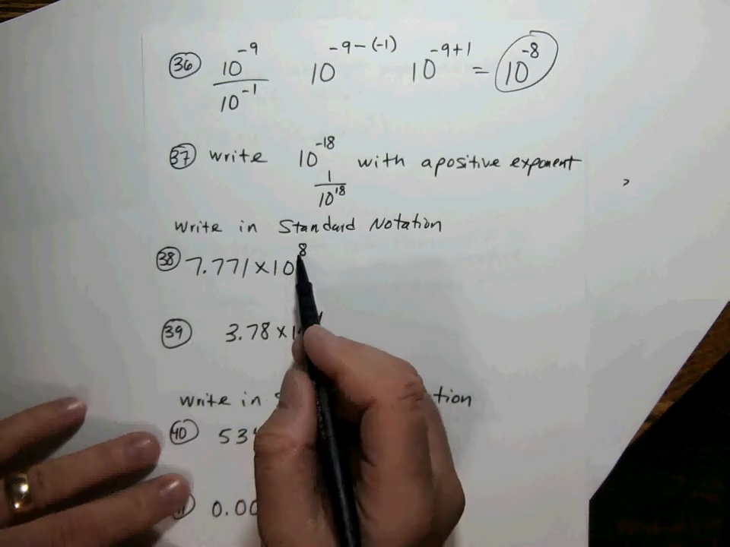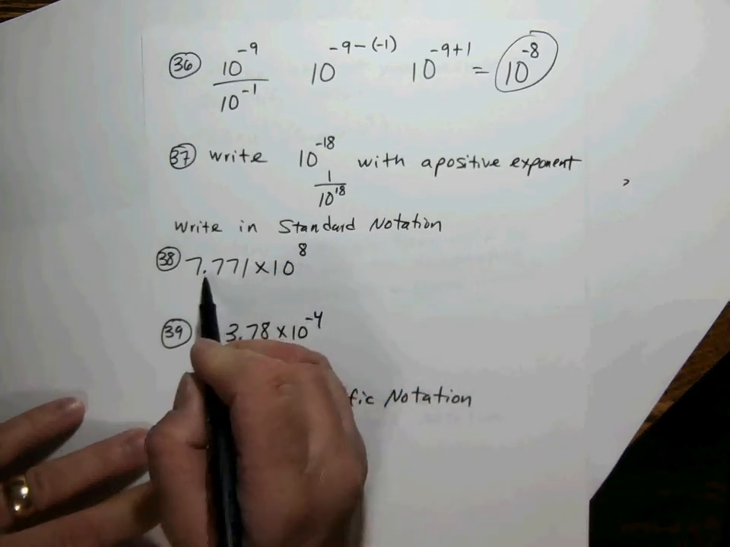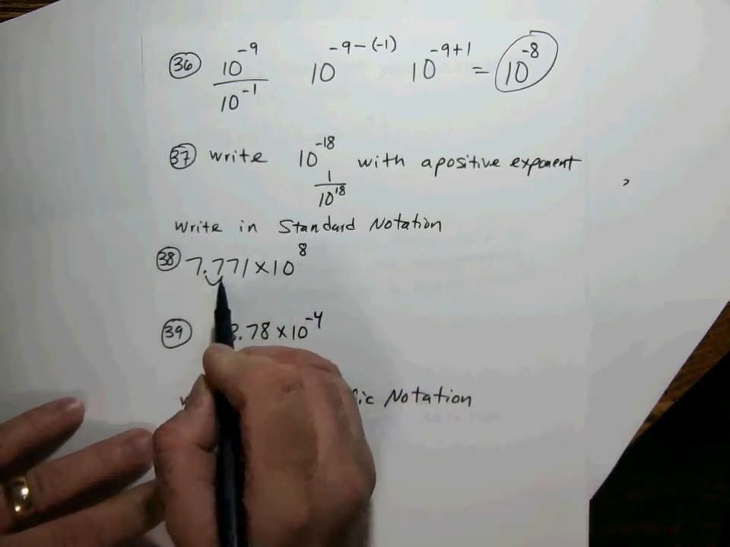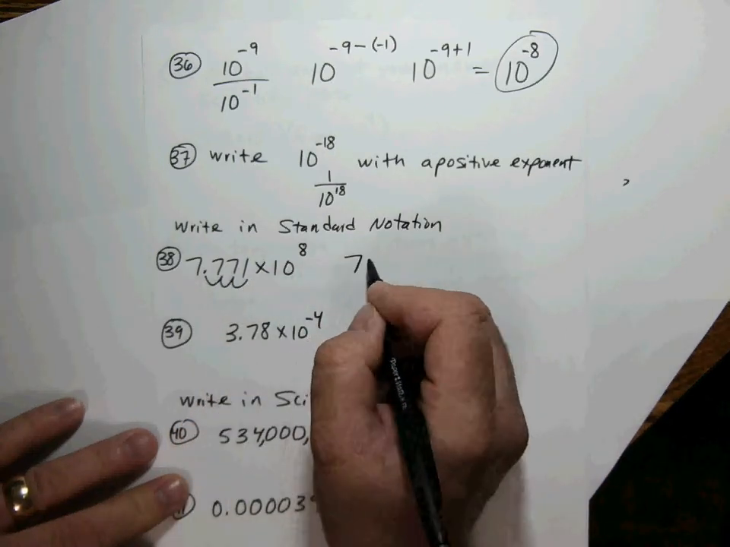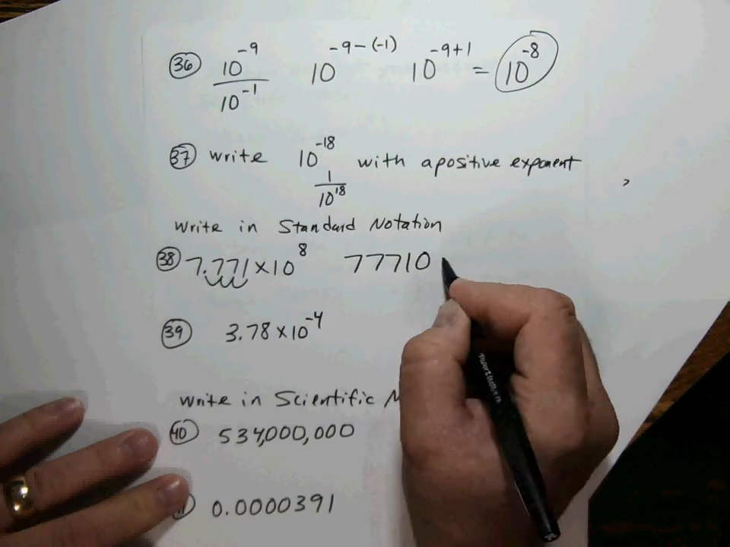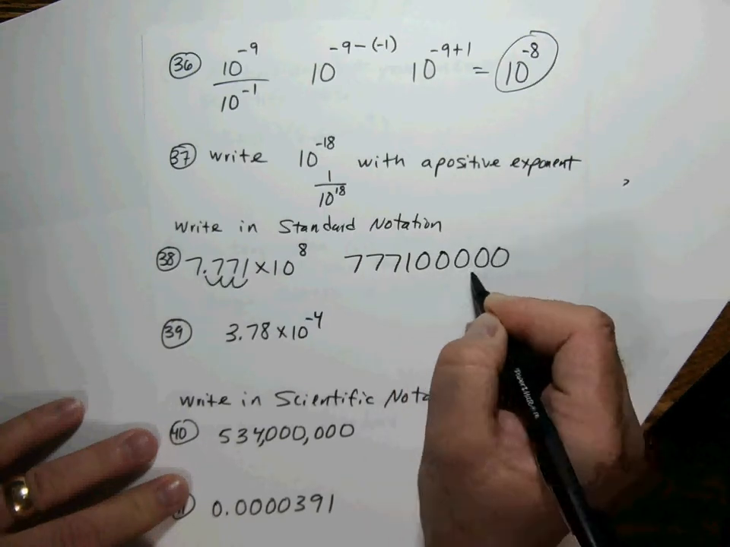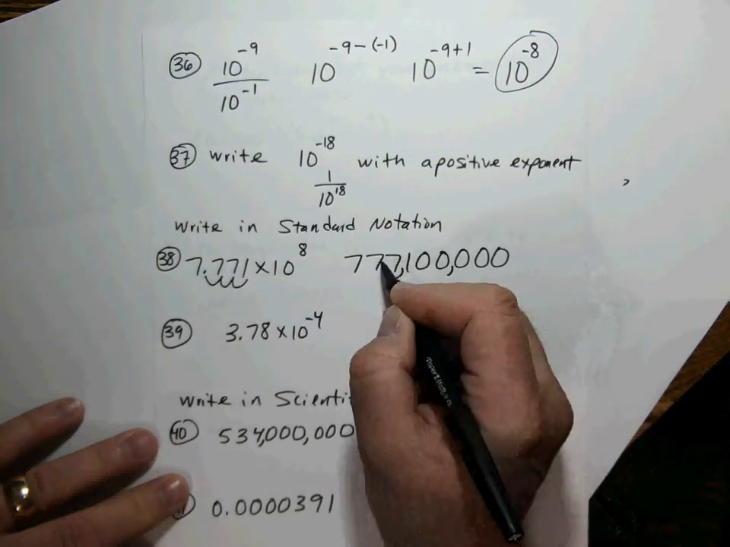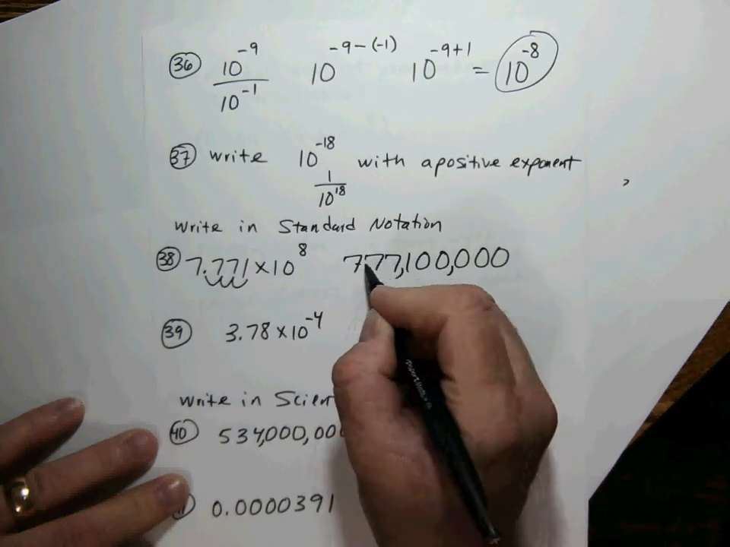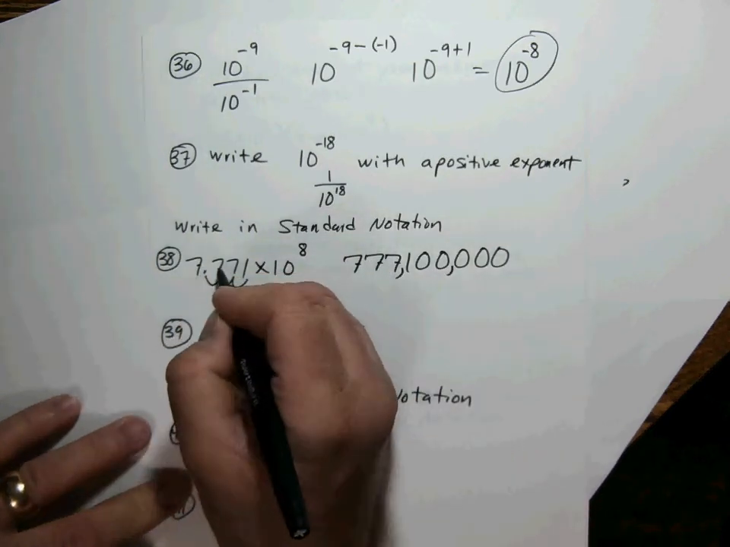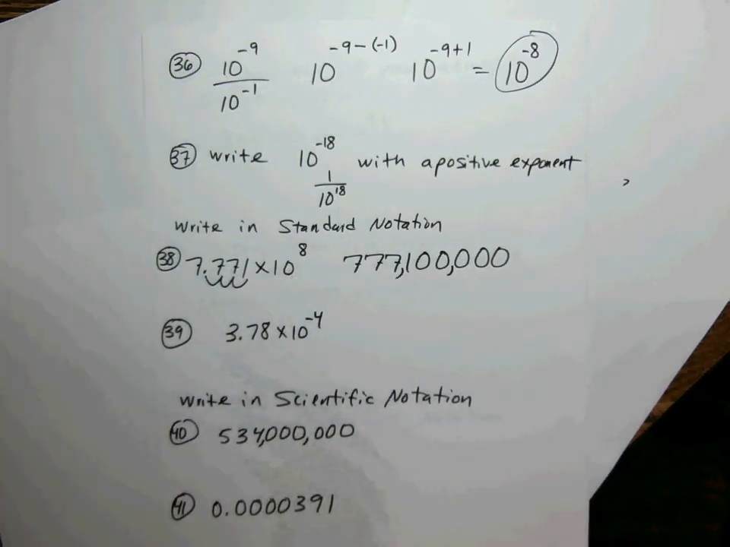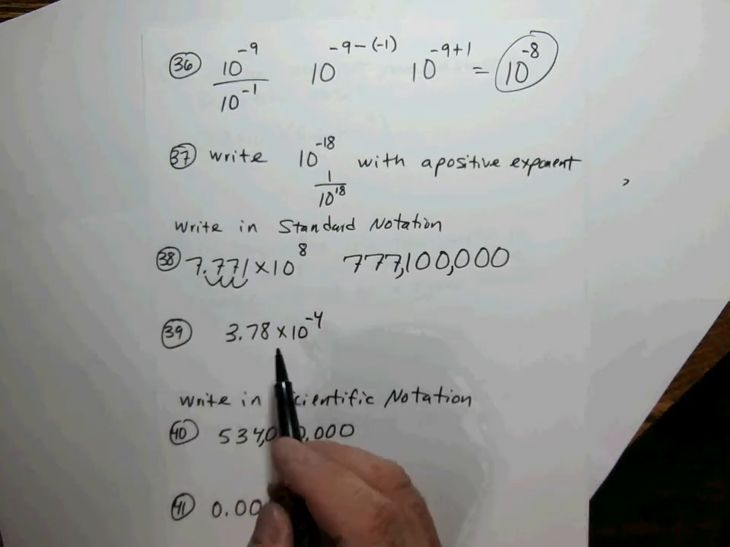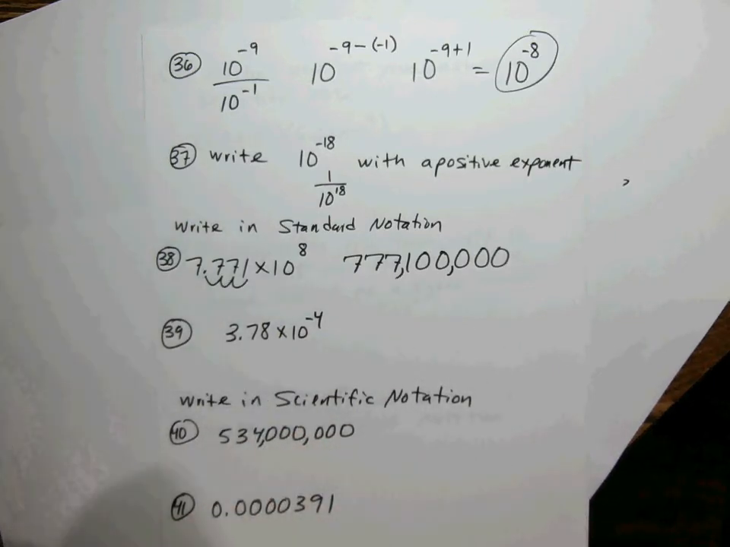So I'm going to multiply by 10 to the 8th power, which means I'm going to move this decimal 8 places to the right. Okay, 3 places there. I got to go 5 more places. So 7, 7, 7, 1. 1, 2, 3, 4, 5 zeros. Go back and fill in our commas here. Let me be consistent with my 7. Sometimes I put the little dash and sometimes I don't. 777,100,000. Okay. Negative exponent means I'm moving that decimal to the left 4 places.